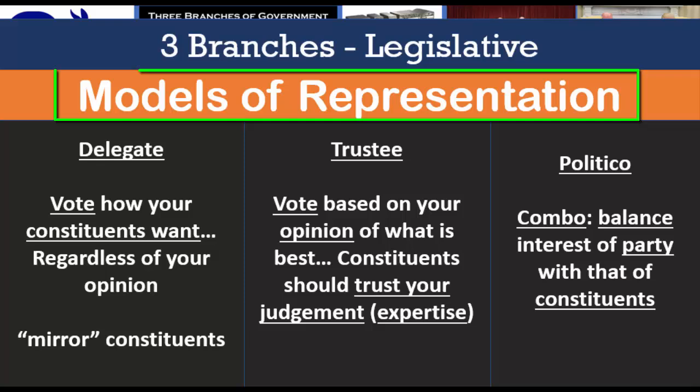We're going to move on to the models of representation. Quickly, delegate is basically just doing what your constituents want. Trustee, my kids say trustee, trust me. Representatives use their own judgment and opinions. And politico, very often they are balancing out those needs of the constituents versus those of the party.